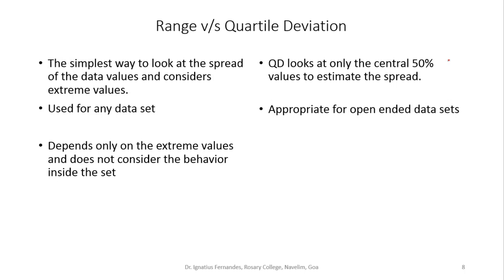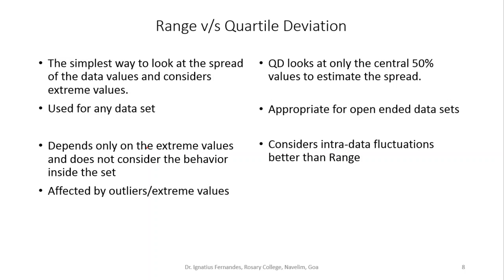Now range depends only on the extreme values and does not consider the behavior of the inside of the data set, which we already talked about. Whereas quartile deviation considers the intra data fluctuations better than range. Yes, because we are looking at Q1 and Q3 here. Quartile deviation considers the internal fluctuations better than the range, because range depends only on the extreme values. Range is affected by outliers or extreme values.